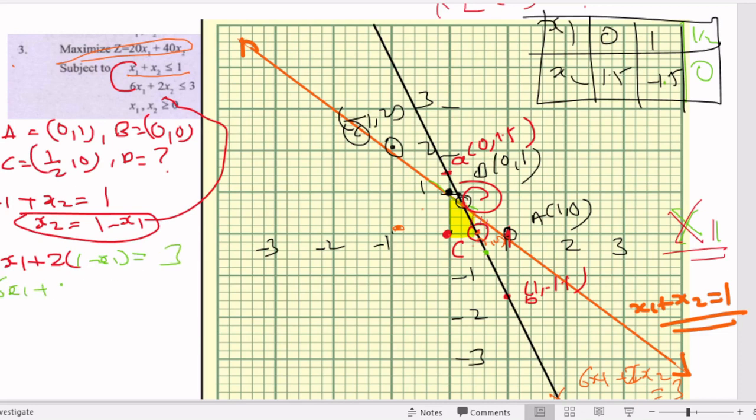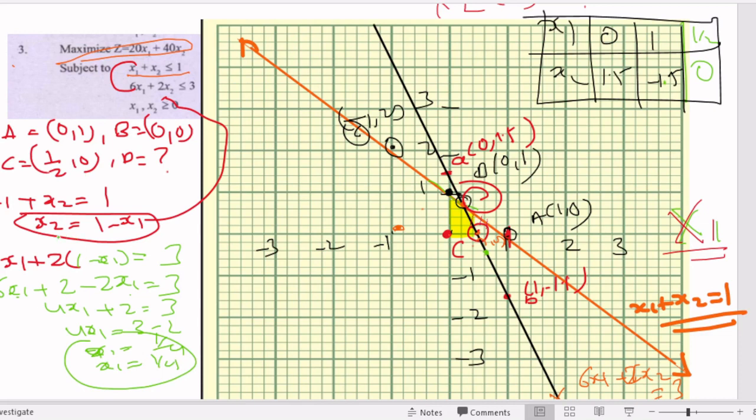So 6x1 plus 2, open the bracket, 1 minus x1, is equal to 3. So 6x1 minus 2x1 plus 2 is equal to 3. Okay, 4x1 is equal to 3 minus 2. x1 is equal to 1 by 4. So x1 is 1 by 4, and then substitute the same thing over here. So x2 will be 1 minus 1 by 4. So x2 is equal to 3 by 4. The fourth point we can write as 1 by 4 and 3 by 4.